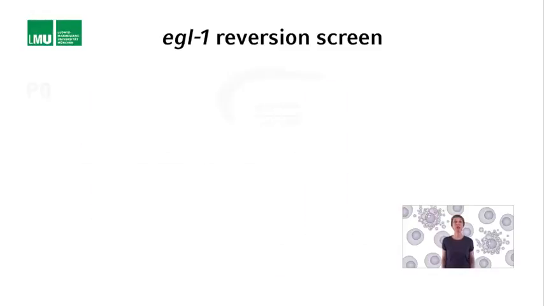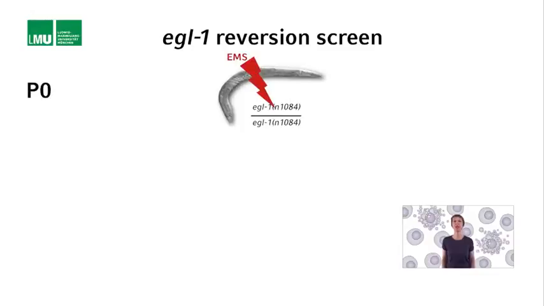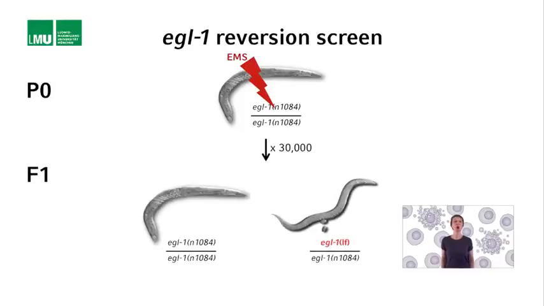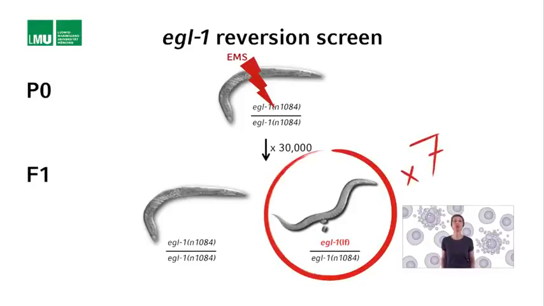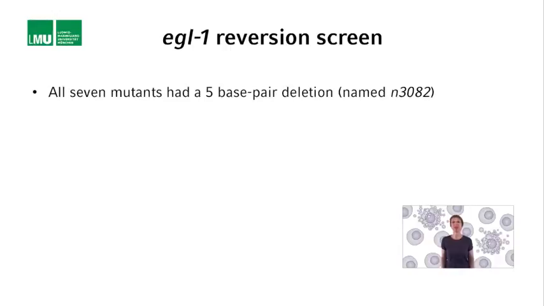So the screen I did was the following. I mutagenized homozygous n1084 hermaphrodites with EMS and screened their F1 progeny for rare non-AGO animals. I screened about 30,000 F1 animals and identified 7 animals that were non-AGO, which was more than I had expected. And later I found out that all 7 animals actually carried the same mutation, a 5 base pair deletion.